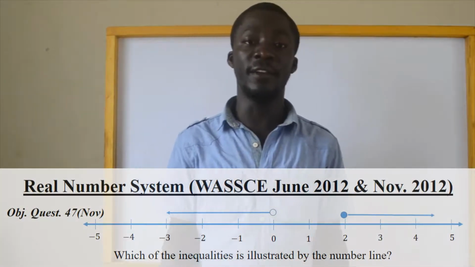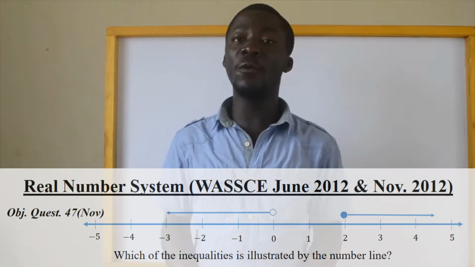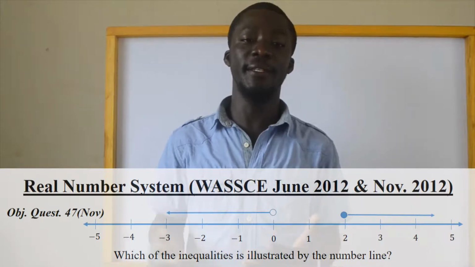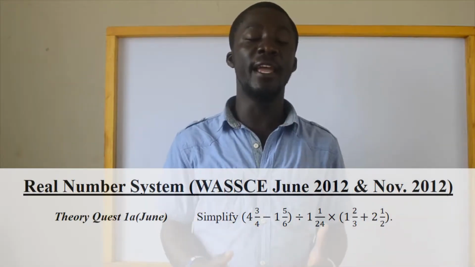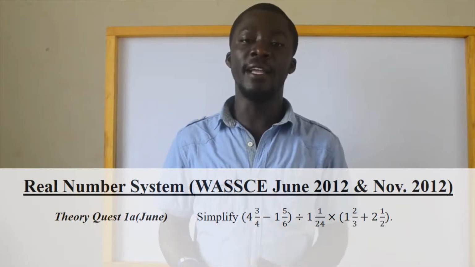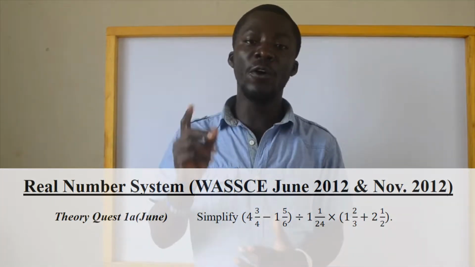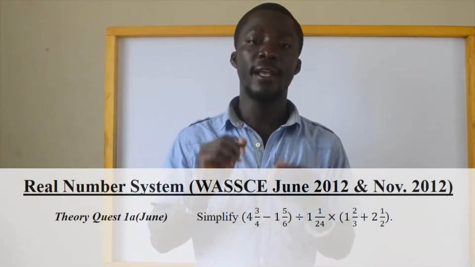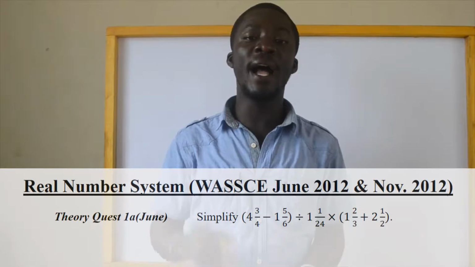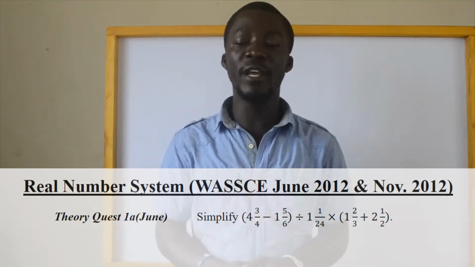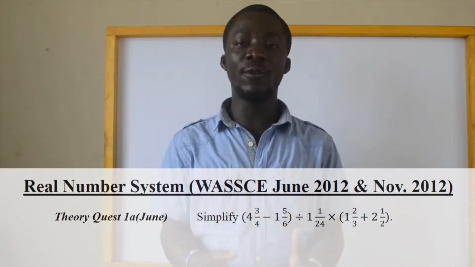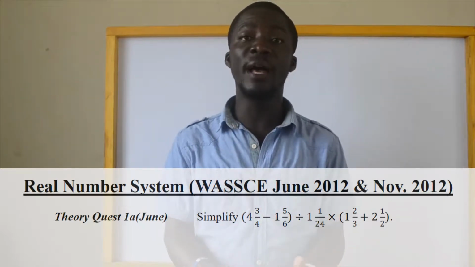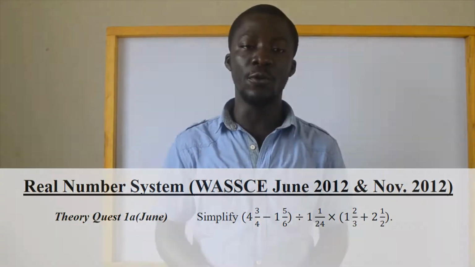Objective question 47, November. Which of the following inequalities is illustrated by the number line? Theory question 1a, June. Simplify (4 3/4 − 1 5/6) ÷ 1 1/24 × (1 2/3 + 2 1/2).